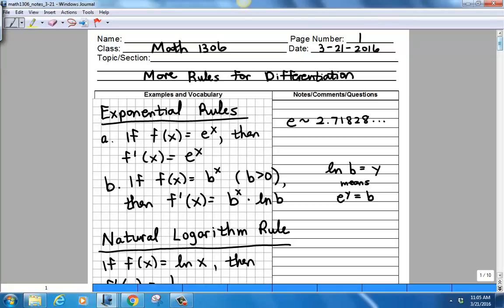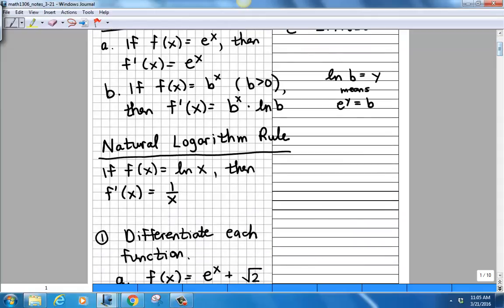If your function is the natural log function, it also has a very nice rate of change formula, which makes it very useful in calculus. So if your function is natural log of x, then the rate of change is just 1 over x.